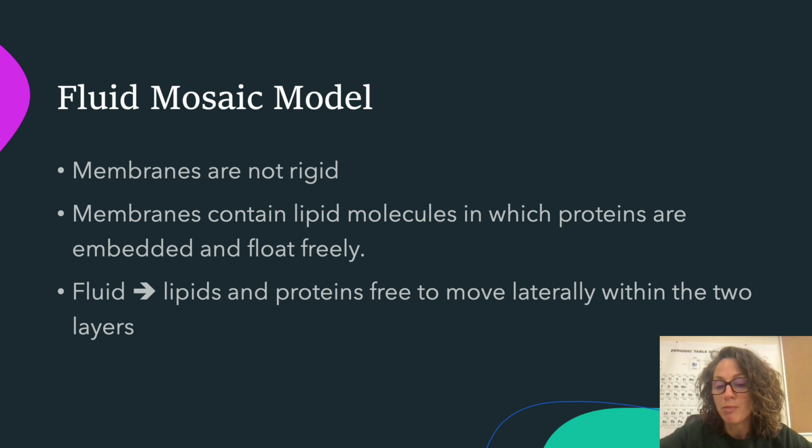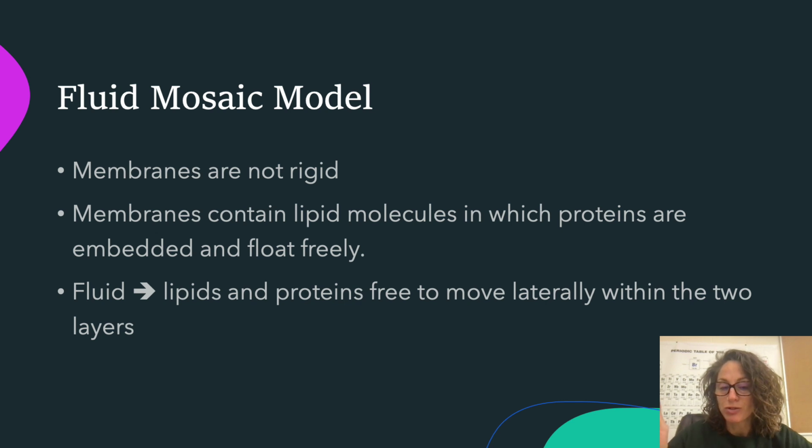The Fluid Mosaic model is the current model of the structure of the cell membrane. So there's two important words, and chances are you will be asked about these words on a test or even an exam. So the first word is fluid, the second one is mosaic, and we're going to talk about what those both mean. So specifically, membranes are not rigid.